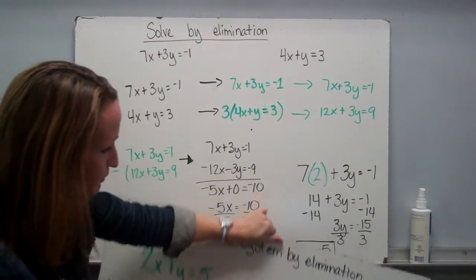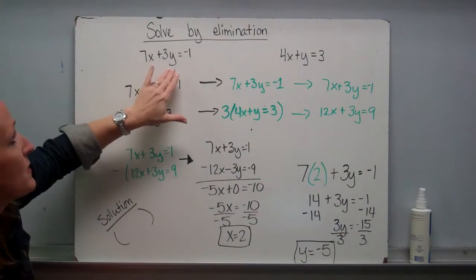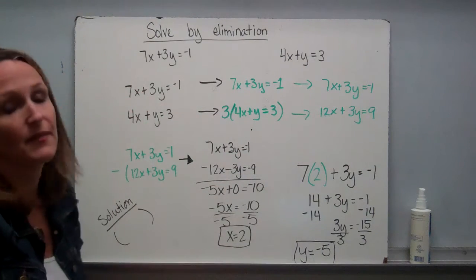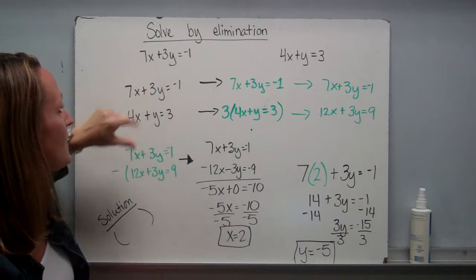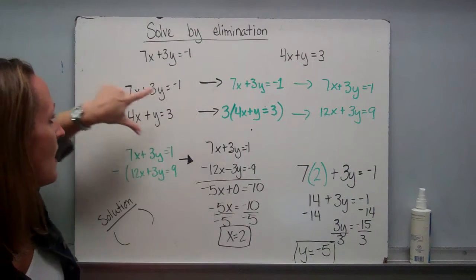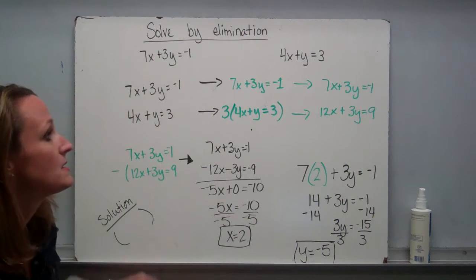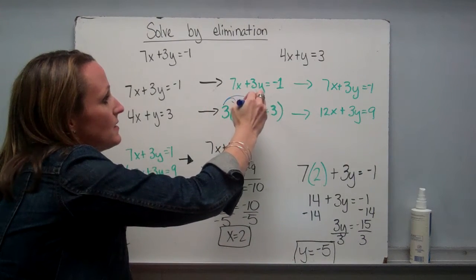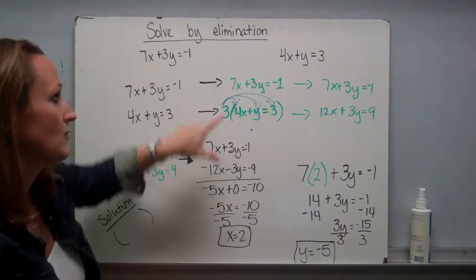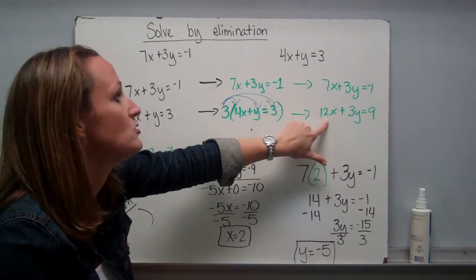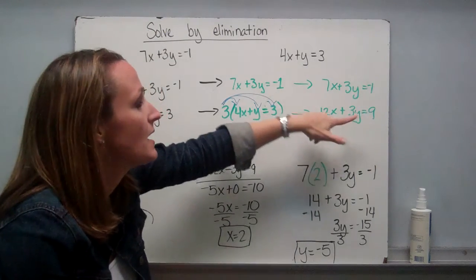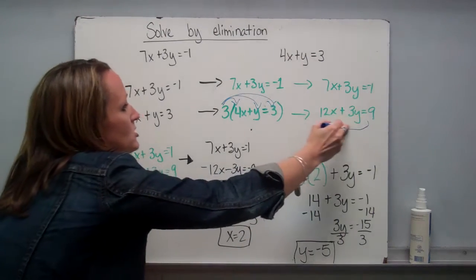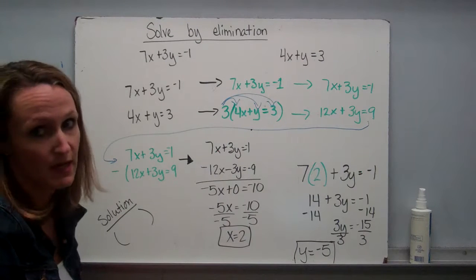Let's look at another one. Alright, so we have 7x plus 3y equals negative 1, and 4x plus y equals 3. So when I line them up, once again, nothing cancels. But look, I have a plain y here and a 3y here, so I can multiply everything here by 3 to make it work. So I'm going to multiply this whole thing by 3. I'm going to leave this one alone and multiply by 3 so that now I have 12x plus 3y equals 9. Now, these are both positive 3y, which means I have to subtract. So I'm going to come over here, because I ran out of space.